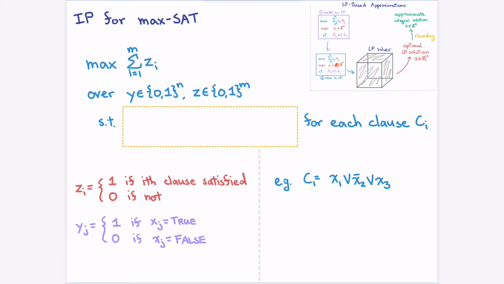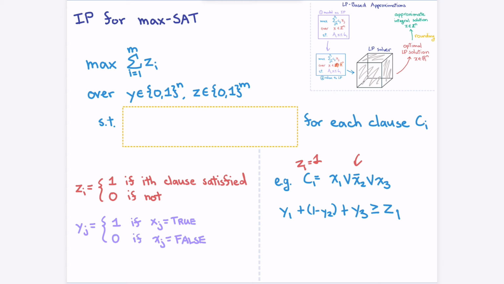Yeah, okay, so for this example clause here, I should only be able to set z1 to be 1 if somehow these variables indicate something true, right? So if x1 is true, then y1 will give me 1 point. And if x2 is false, then 1 minus y2 will give me 1 point, right? Because 1 minus 0. And if x3 is true, then y3 will give me 1 point. And I need at least 1 point out of those 3. So I can set this to be greater than or equal to z1.